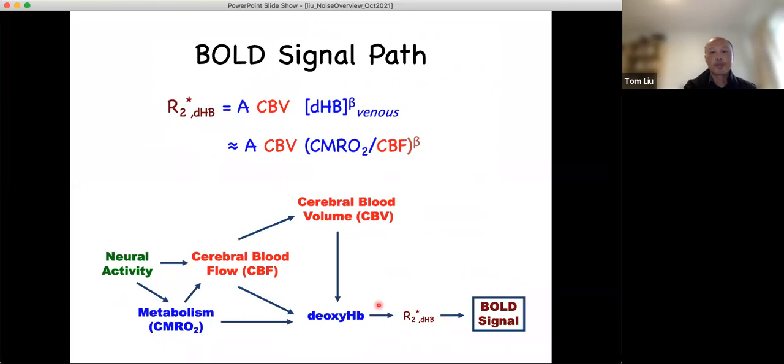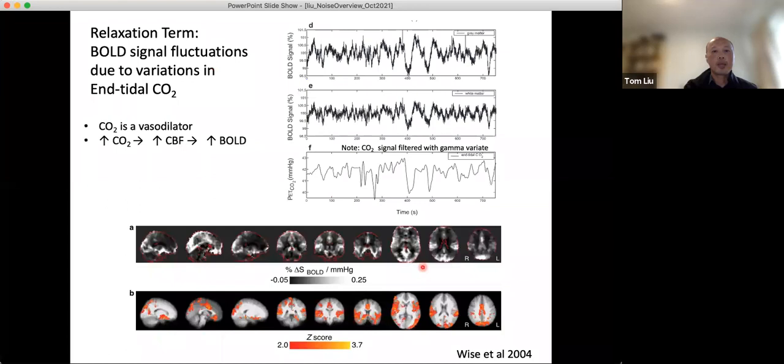Okay, so we want to talk a little bit about things that change R2 star. I'm going to start with things that change R2 star and were thought to be a very direct modulation of R2 star. We're going to slowly segue into seeing how the picture may not be as simple as we had originally thought it would be.